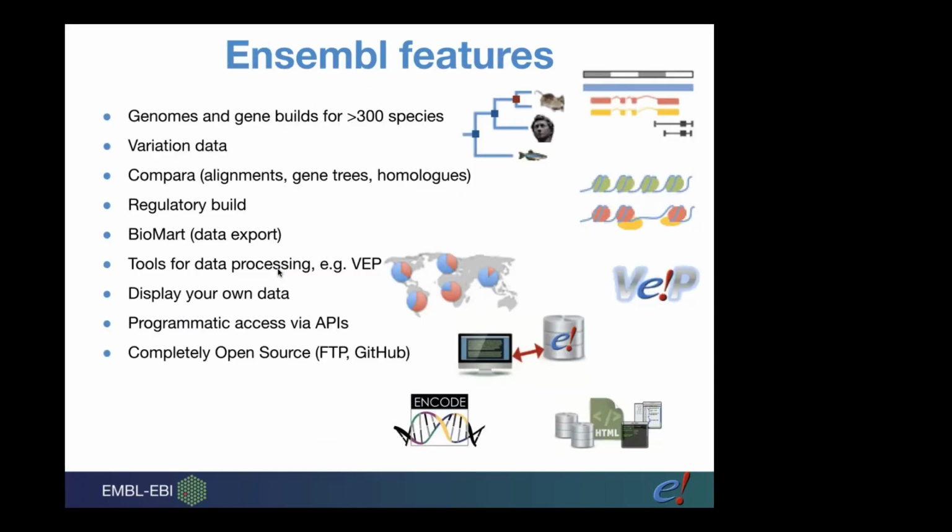We also have some tools that help you access the Ensembl data. So we have Biomart, which is an online export data tool, and this allows you to export large amounts of Ensembl data without any programming knowledge. But we also have Variant Effect Predictor. So this is VEP, and this is a tool that you can use to annotate your own variants. We also allow you to display your own data in the browser, and we provide programmatic access to our data via APIs. Most importantly, Ensembl is completely open source, so it's completely free to use, and you can access our whole genome files that are stored in FTP and also GitHub.